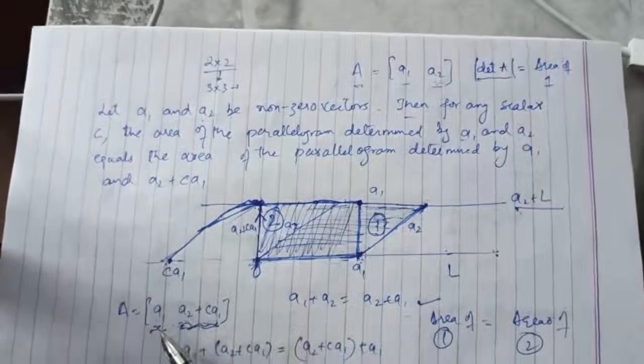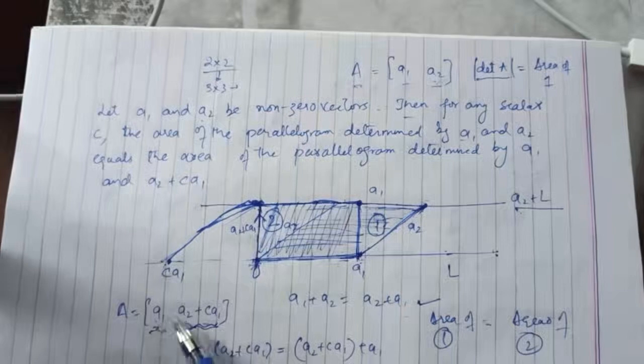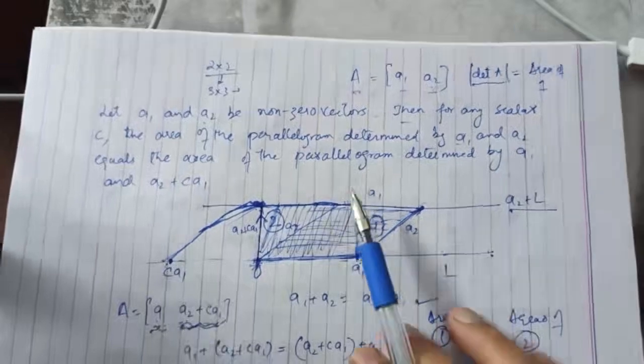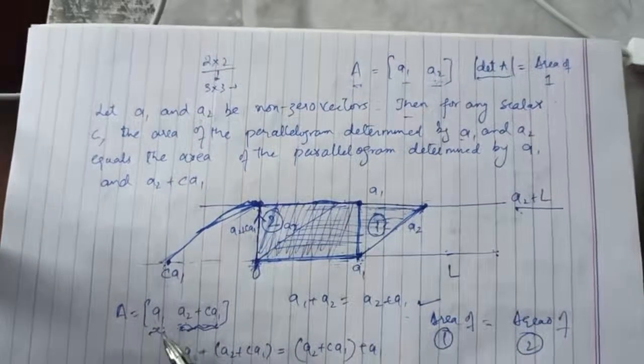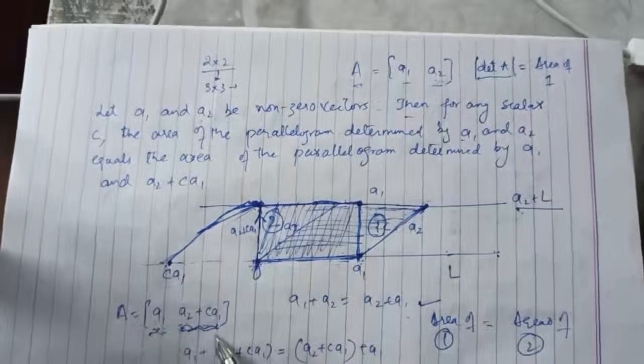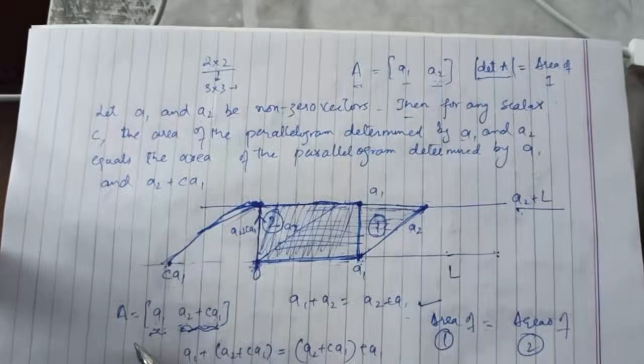So one of the row or column operations you can do is add a multiple of one column, in this case A1 multiplied by c, and add it to A2. As we have discussed earlier, mathematically we have shown that this does not change the determinant of this matrix A.